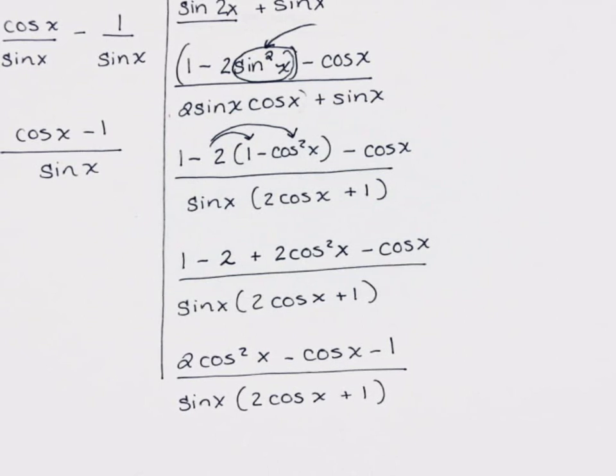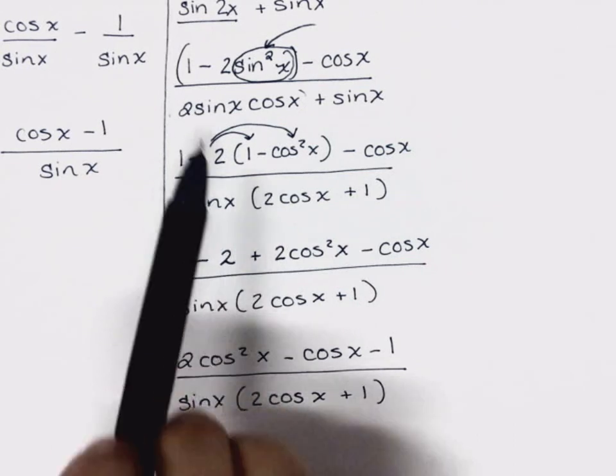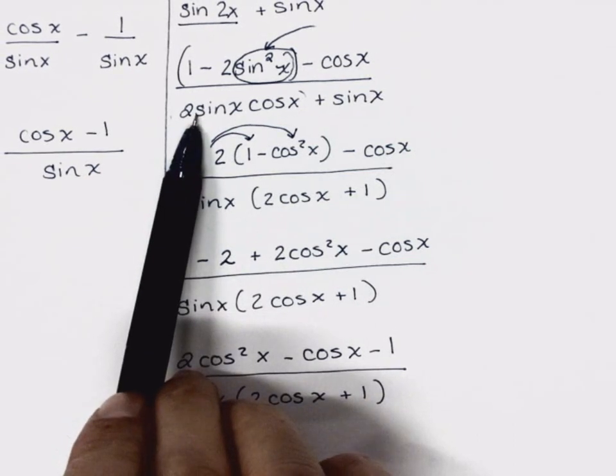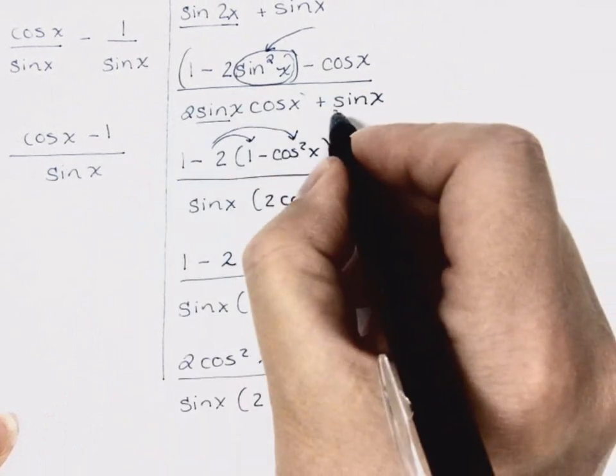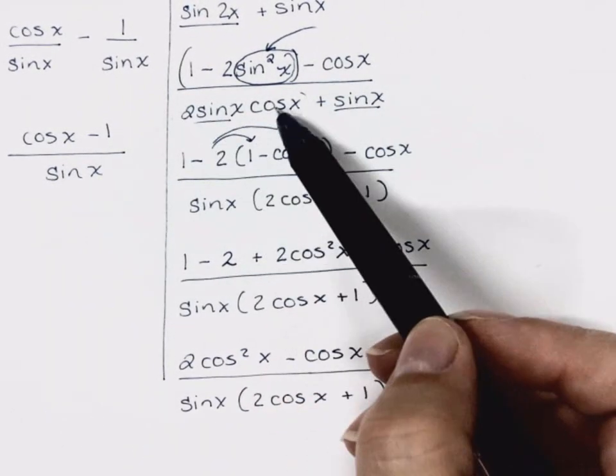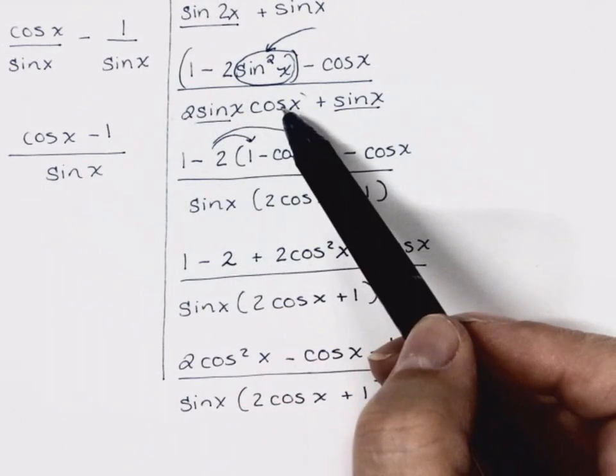Where'd the 2 cos x come from? Here or here? Well, because when I common factored out the sine x, when I take a sine x out of both of those, I'm left with 2 cos. Right?